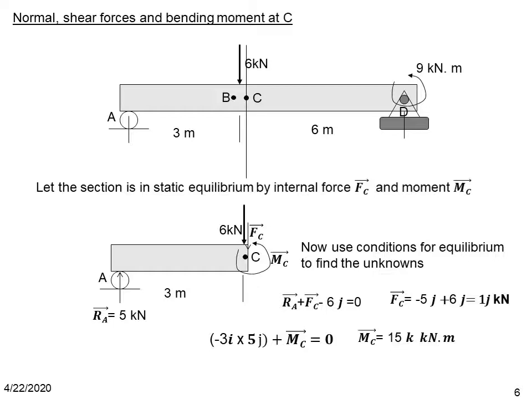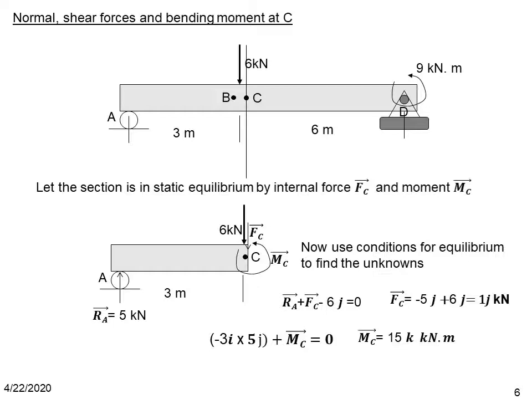In this case, RA is acting and FC is acting and the external force 6 kilonewton is acting in the minus J direction, from which we can solve FC as 1 kilonewton in the J direction. Remember that when you move from point B to C, the shear force has changed. The value has changed from 5 kilonewton to 1 kilonewton from B to C.